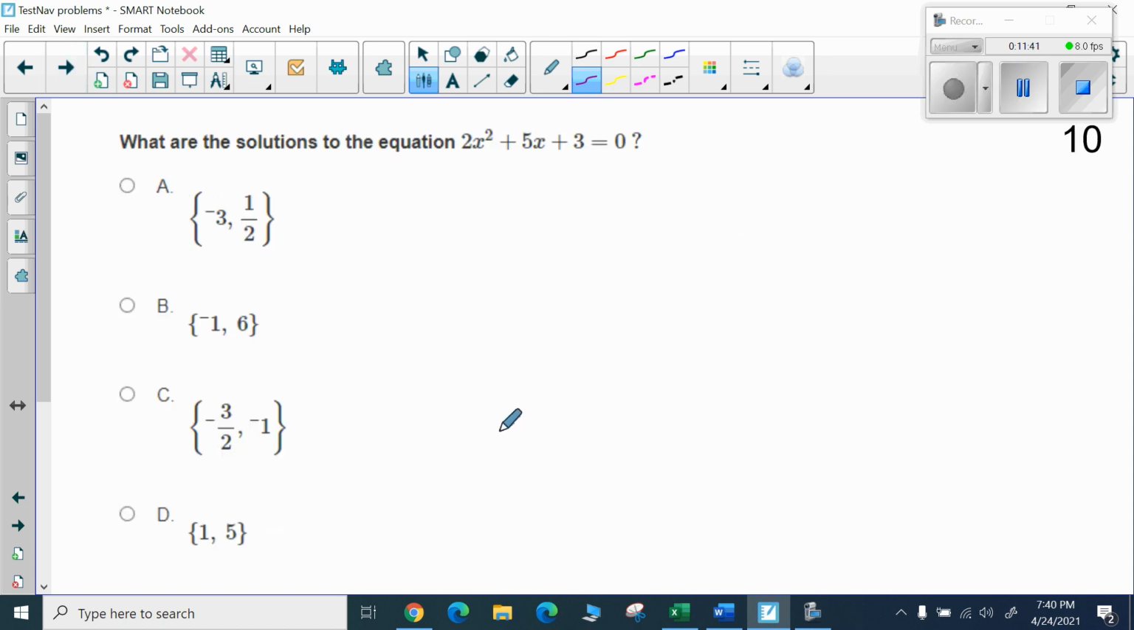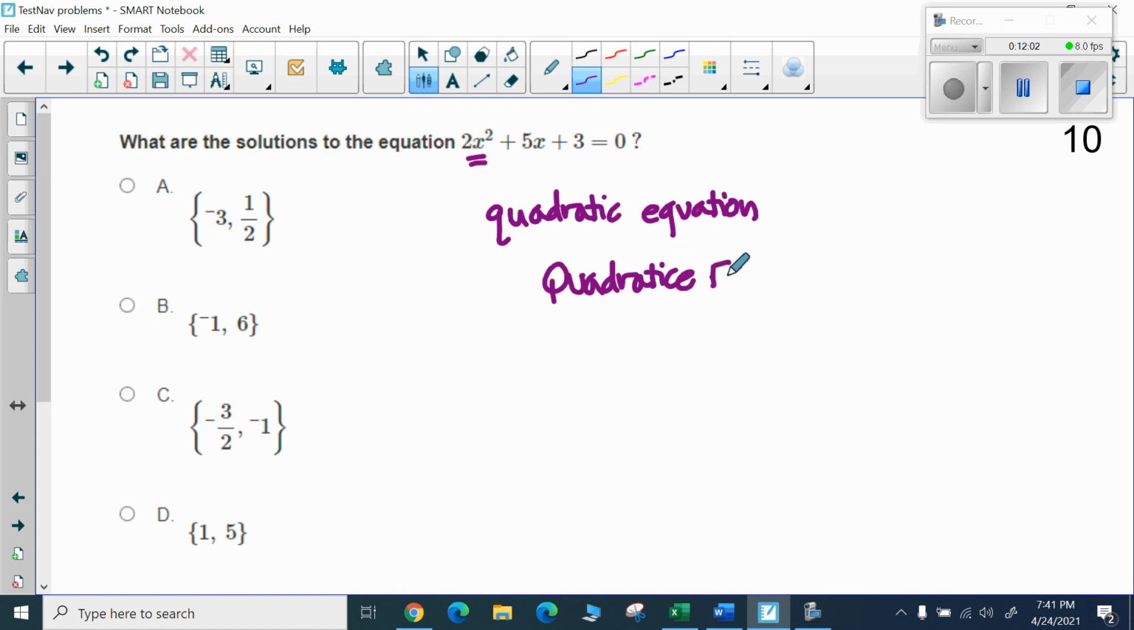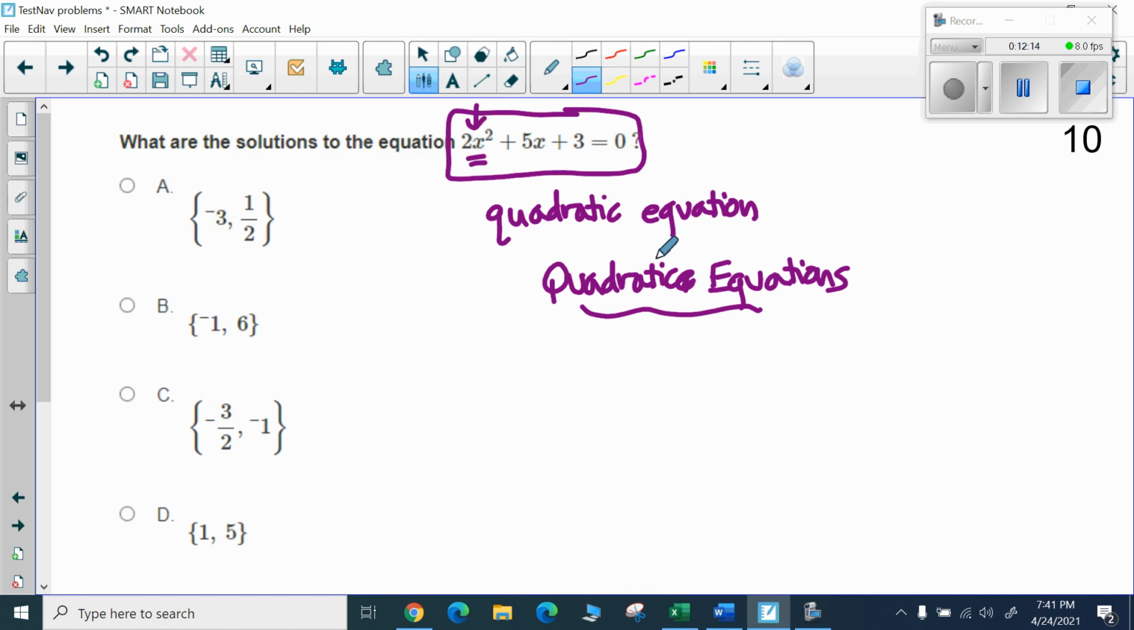Question number 10, what are the solutions to the equation 2x squared plus 5x plus 3 equals 0? Okay, so when you have an x squared in the front, this is called a quadratic equation. And if you look on the SOL review info page, there is a document called Quadratics. That gives you the most basic information about these types of equations. We've never seen equations with x squared yet this year. We didn't have time to get to that.